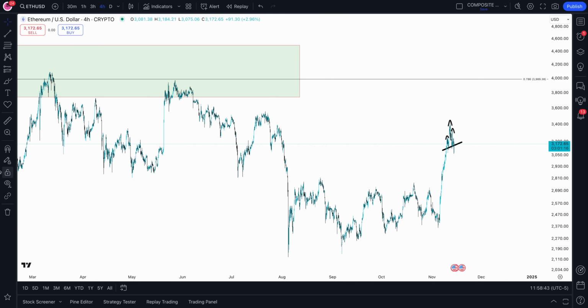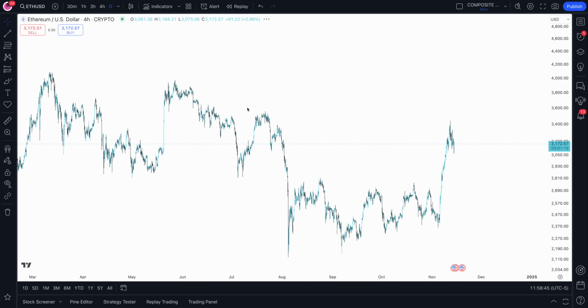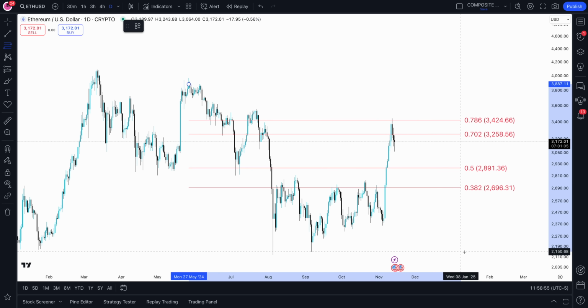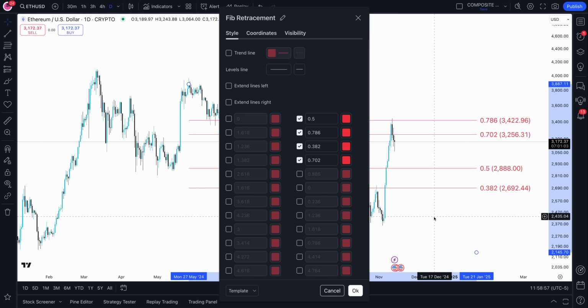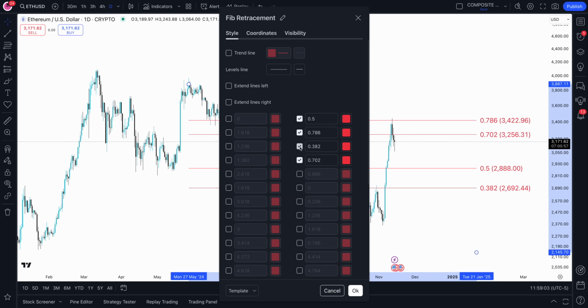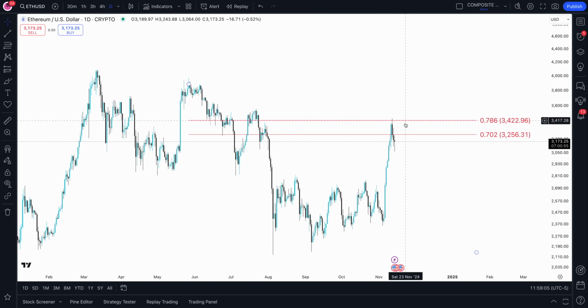When we go here on the daily time frame and we take a fib from the close on May 27th down to the low, notice how we hit the close down to the wick here on August 5th. Notice how we hit the 786. We hit the 786, and then we're struggling to get above it.